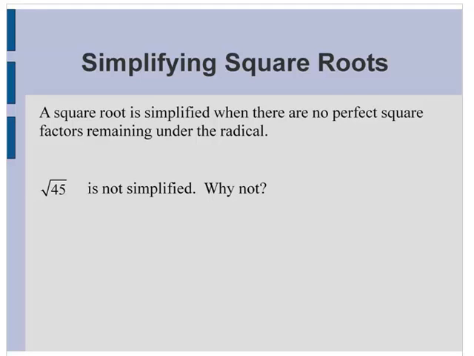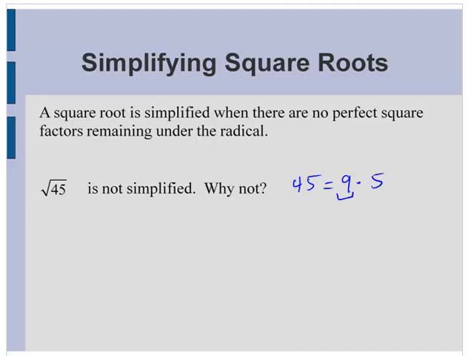Now, even though sometimes we cannot evaluate a square root by noticing that it is a perfect square, we say that a square root is simplified when there are no perfect square factors remaining under the radical. So now the square root of 45 is not simplified. Why not? Well, 45 can be written as 9 times 5.